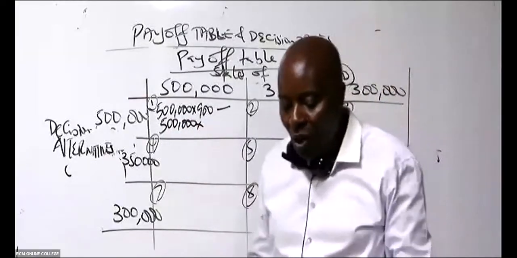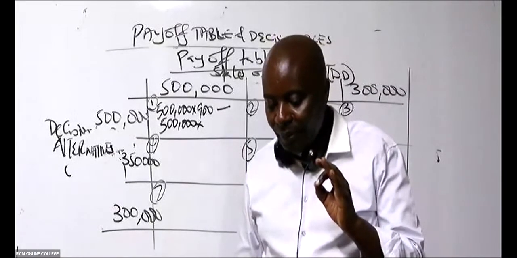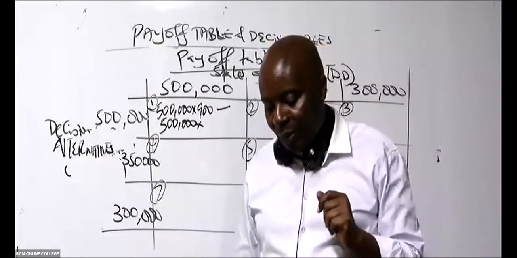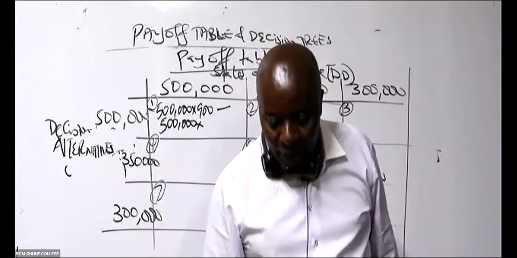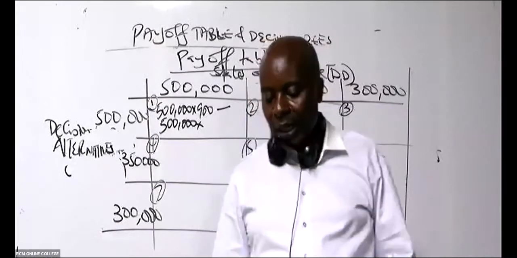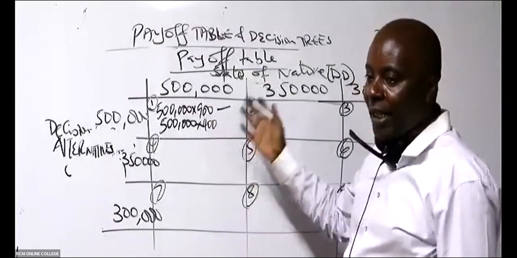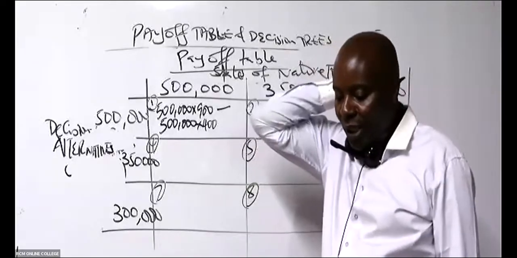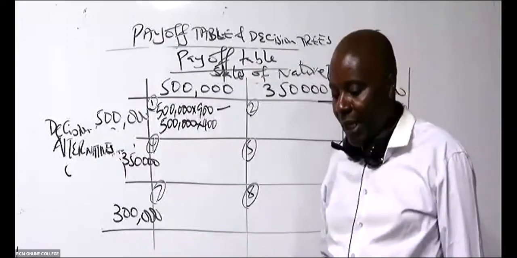Is there somebody who is able to see the cost of supplies per unit from the question? It's 400, Bob, isn't it? Yeah. They have told us, look at note 3. The production cost per umbrella is 400. So minus 400, or rather, 500,000 times 400. Is there somebody who is able to give us an answer now? If it's too huge, you can cut the many zeros.